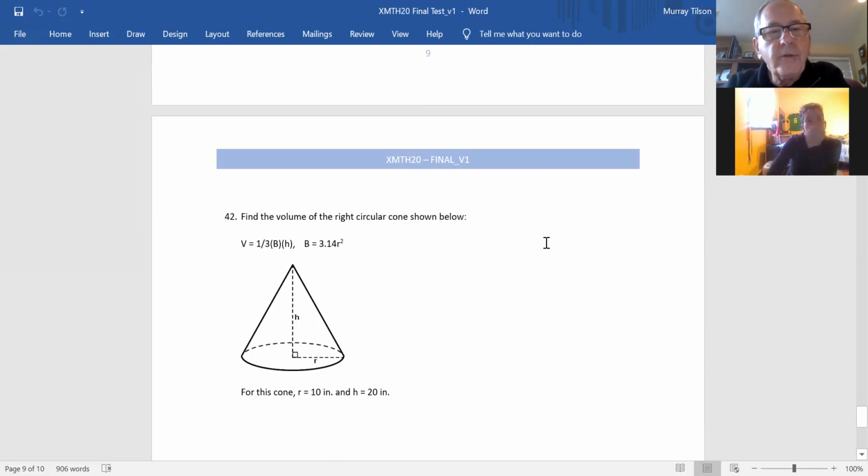42, find the volume of the right circular cone shown below. This is a cone. So the formula is 1/3 times the base times the height. The base in this case is just the area of the circle on the bottom, right? Pi r squared, 3.14 times r squared. And the height is whatever it is. It's right here, 20 inches, and the radius is 10. So plug all those numbers in and you'll get inches cubed.